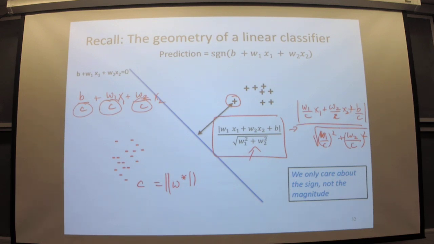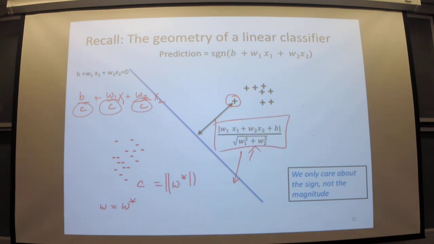Let's work it out. At optimum, the weights that I learn will be equal to W star, because those are the weights that I have declared I want to find, and let's assume that we have an optimization system that finds us the best weights. At optimum, W equals W star. So this expression will be W1 star divided by the length of W star, which is C, times x1 plus W2 star divided by the length of W star, plus B divided by the length of W star.